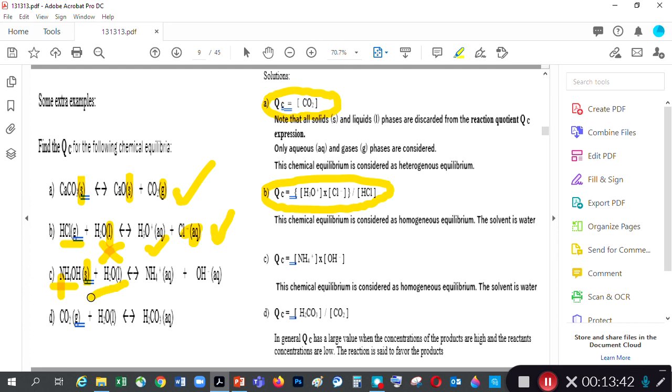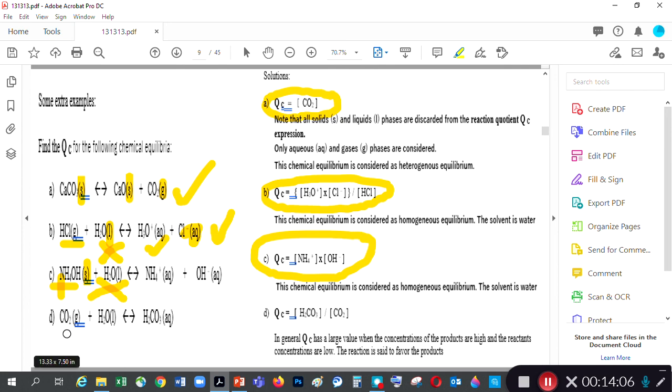And liquid out again. It's not considered. What is the QC, the reaction quotient? Is it the product, ammonium cation, ammonium ion, and hydroxide ion? So this is the QC. How about the last one?